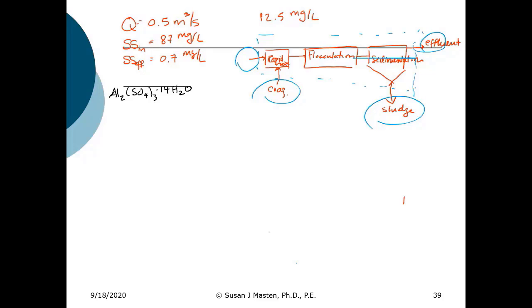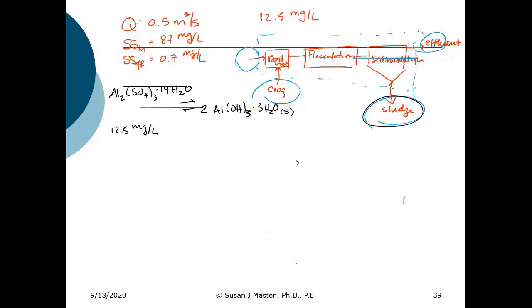So alum reacts and it forms 2 moles of aluminum hydroxide, and aluminum hydroxide has 3 waters of hydration. This is a solid. So we're going to add alum and we'll form aluminum hydroxide. I haven't balanced the equation. I will subsequently, but for now we don't need to. What we need to know is how much we've added and how much aluminum hydroxide we produce, because what we're asking for is how much sludge is produced.